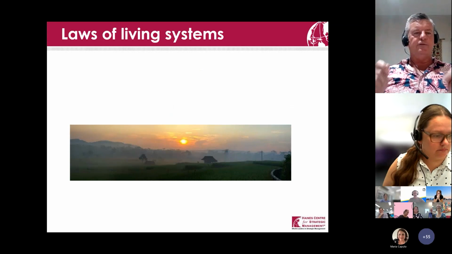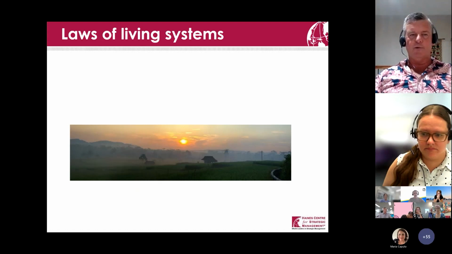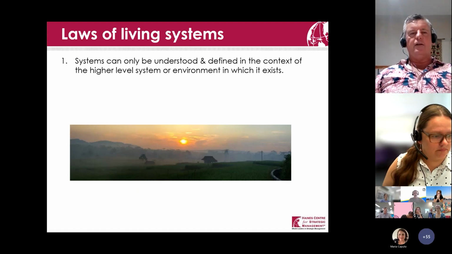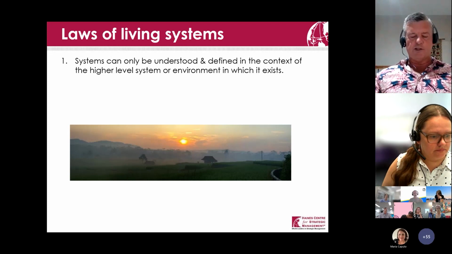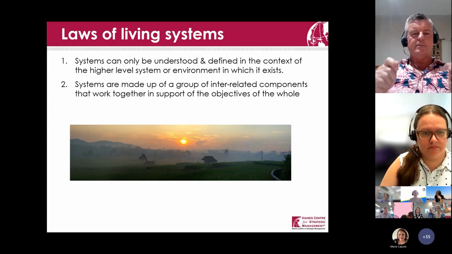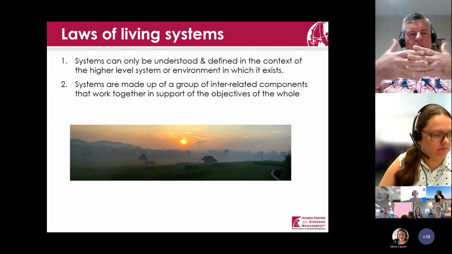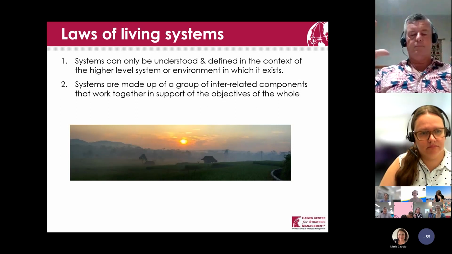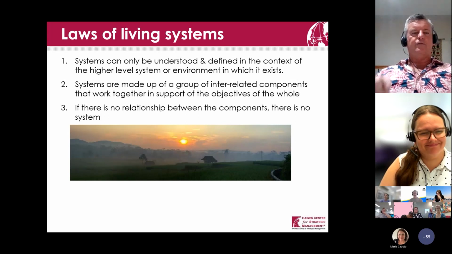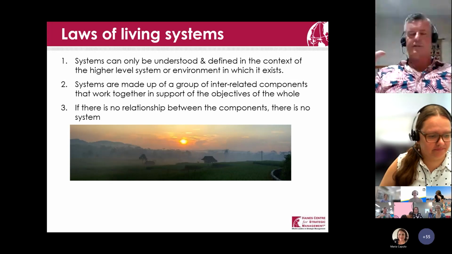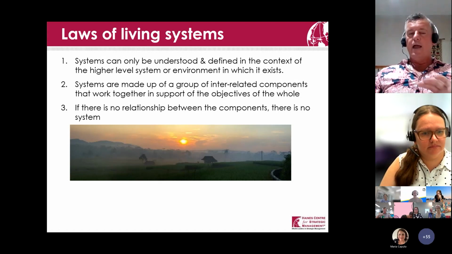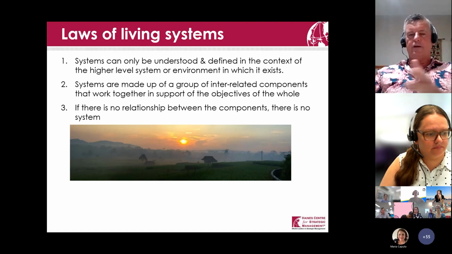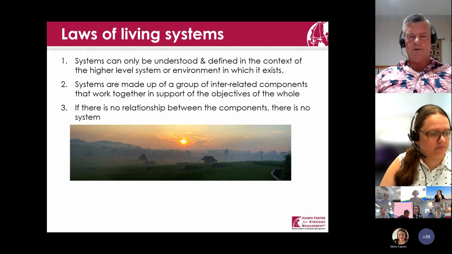So let's think about these laws of living systems, as Steve Haines said, that govern the world. The first law is that systems can only be understood and defined in the context of the higher level system that it's part of, the environment within which it exists. Second law, systems are made up of a group of interrelated components that work together to support the objectives of that greater whole. And the third law is if there's no relationship between the components, there's no system. Those are three really important concepts to hold in your mind as we work our way through today. And you'll see these themes repeated again and again in the various frameworks, results-based accountability and systems evaluation theory, that I'm going to share with you over the next few minutes.